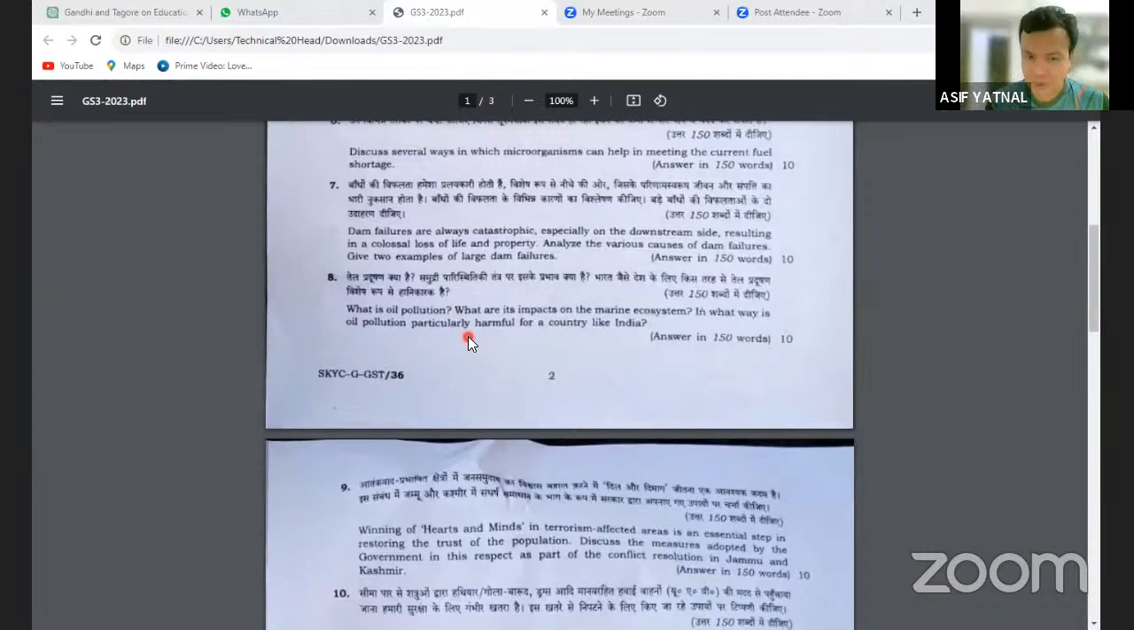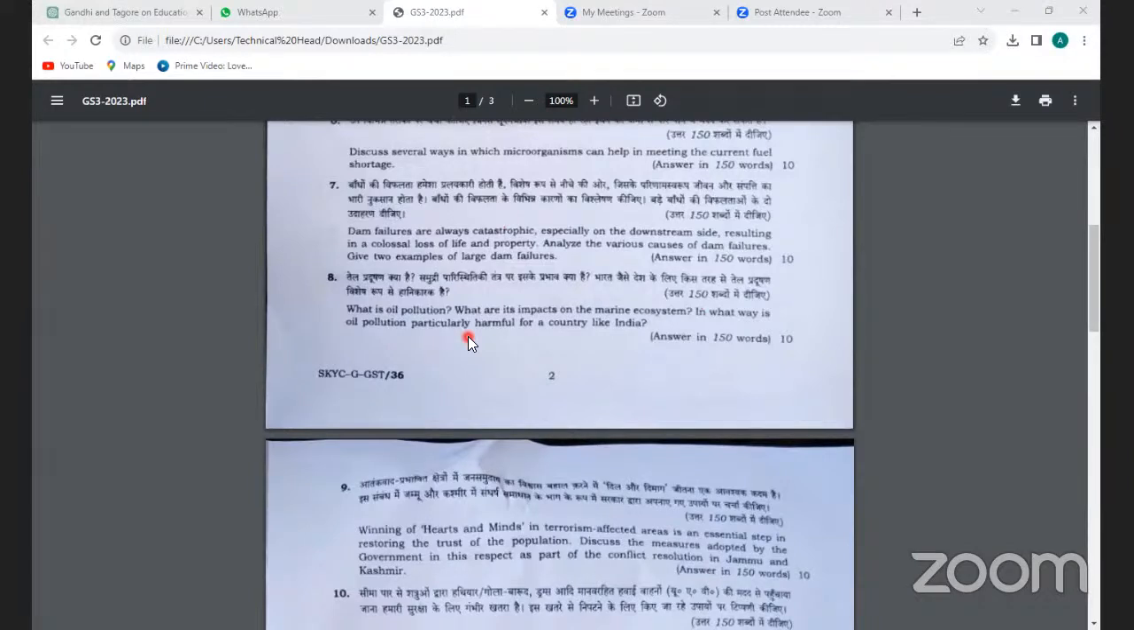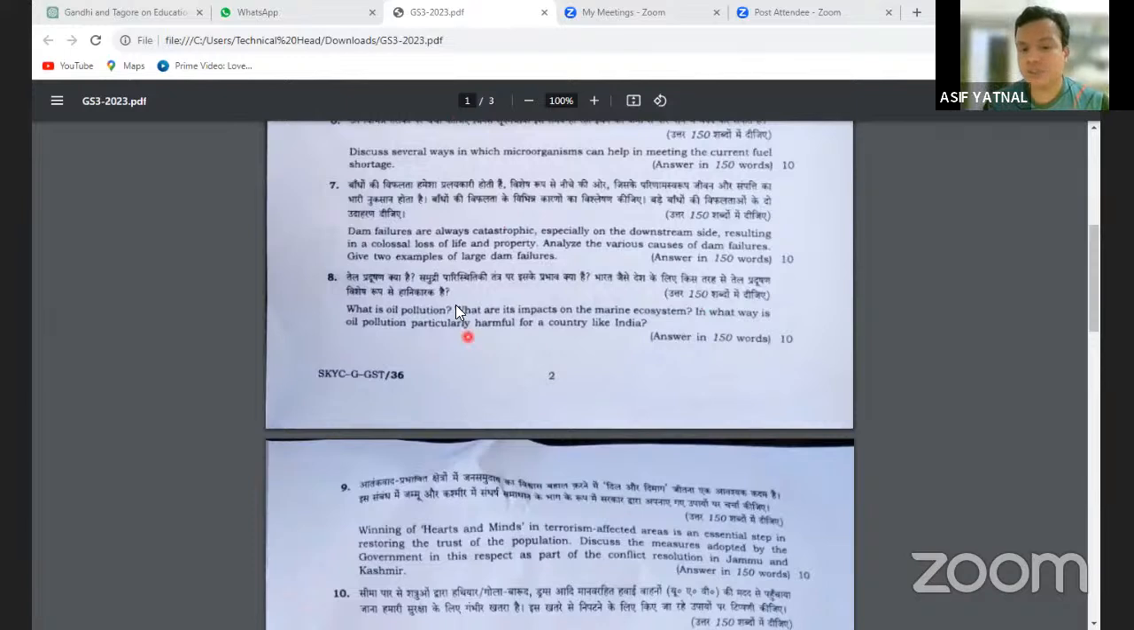Right. Recently, 2-3 दिन पहले भी हुआ है. Not in India, but in some other country. Yes, yes. कहाँ हुआ है वो? Because अब यहाँ पे जो क्वेश्चन पूछा है, this question is not with respect to India. It's a general question. Dam failures are always catastrophic, especially on the downstream side, resulting in colossal loss of life and property. So analyze the various causes of dam failures. Give 2 examples of large dam failure.